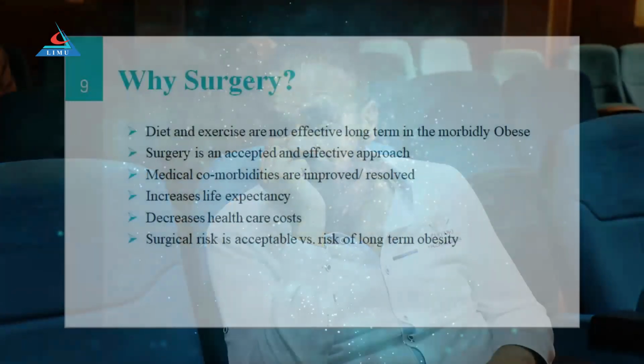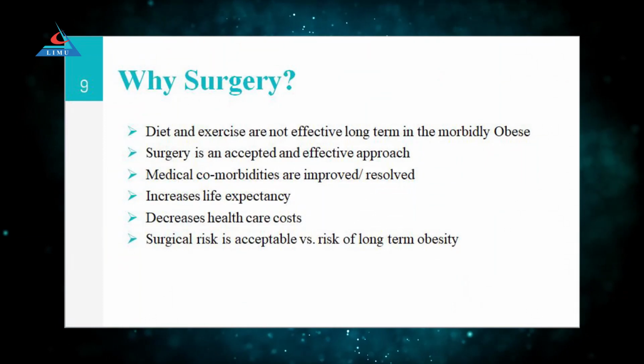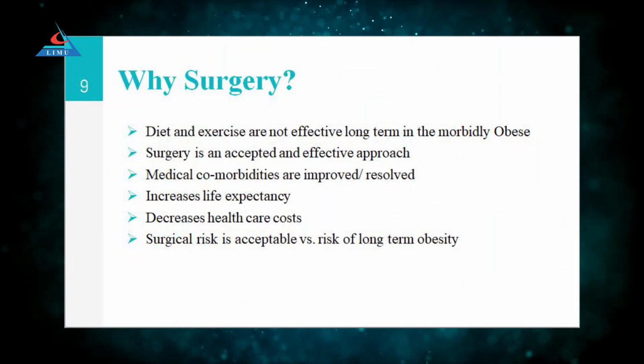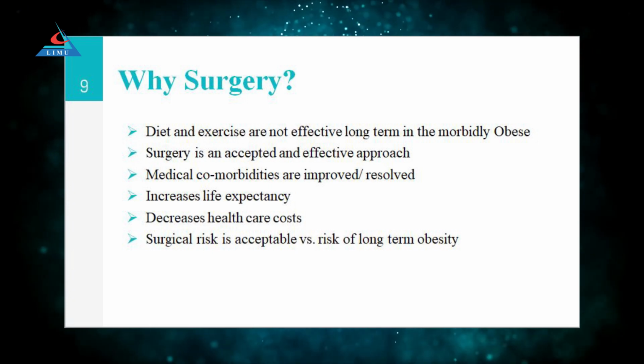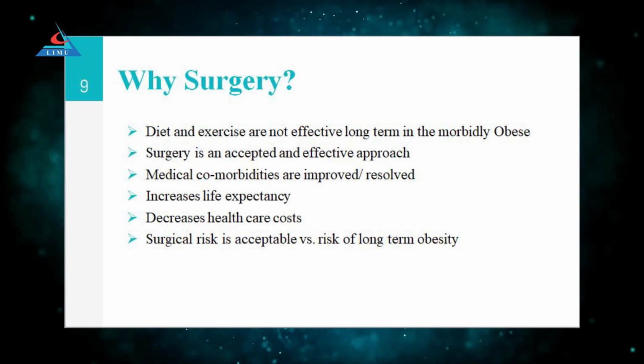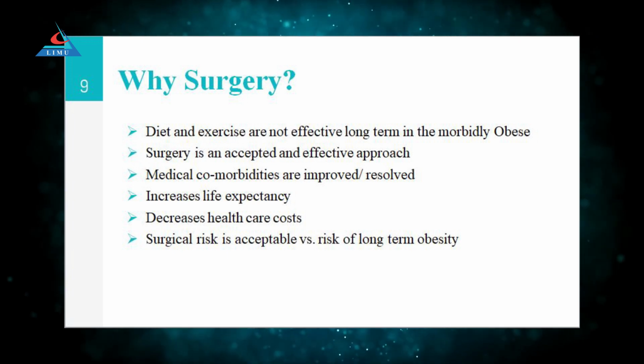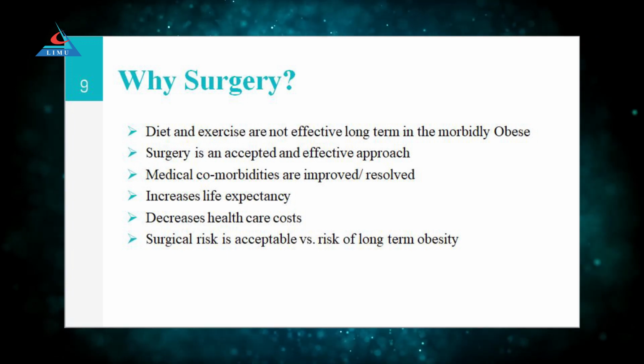So why are we choosing surgery? Diet and exercise are not effective long-term in the morbidly obese. Also, surgery is an accepted and effective approach. Medical comorbidities are improved and some of them are resolved, such as hypertension, infertility, increased life expectancy, decreased health care costs, and surgical risk is acceptable versus the risk of long-term obesity.